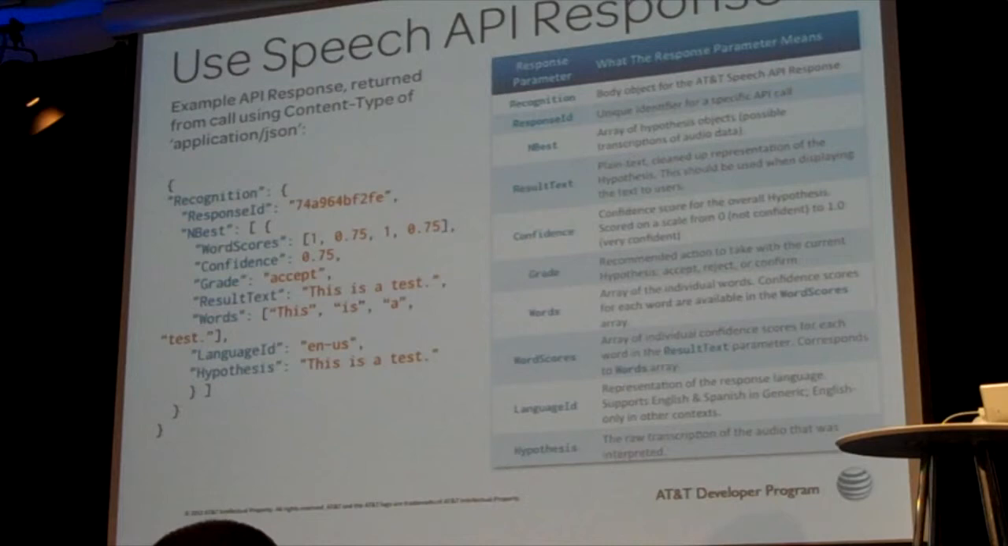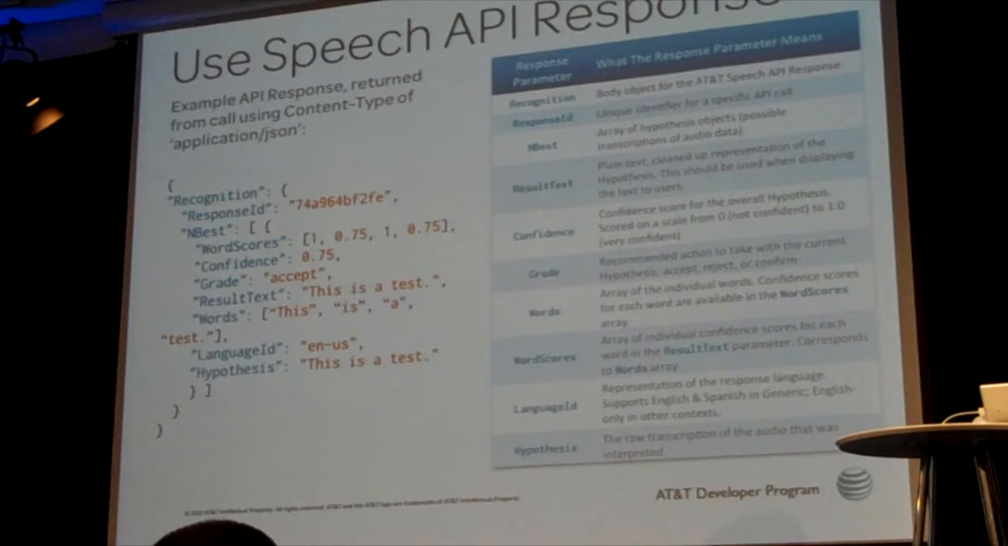So I want to walk through this speech API response and show you exactly what the response is. The outer container is the recognition object, and this is just a standard JSON object. The recognition is the body object that wraps everything. The response ID is a unique identifier for that specific API call. So you've made a ton of different API calls, you're handling them all in the background. If you wanted to store this information, that would be a unique identifier for you to use in that case.